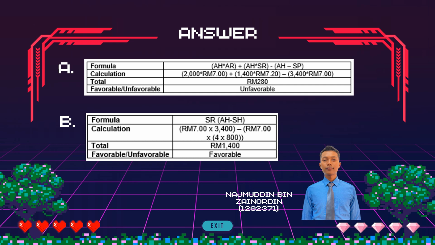This value is unfavorable. Next, for question B, direct labor efficiency variance. First, we have to calculate the standard rate times actual hours minus standard hours. So we take the standard rate, which is RM7, times the actual hours, which is 3,400 hours, minus RM7 times 4 hours times 800 units, and we get a total of RM1,400. This value is favorable.